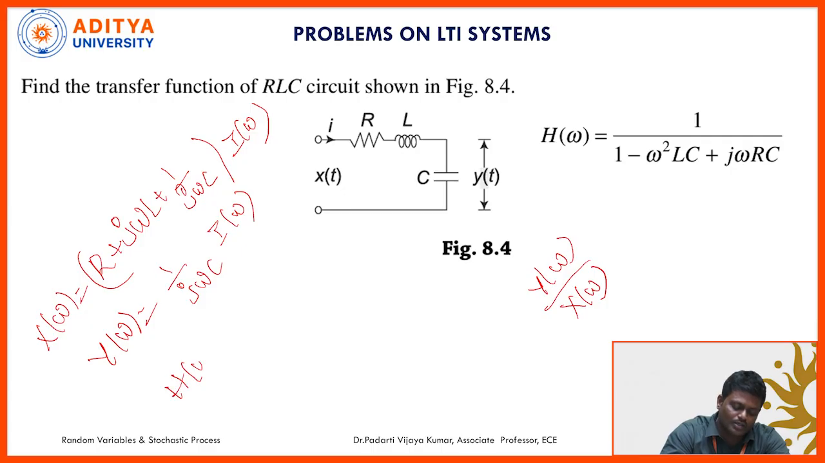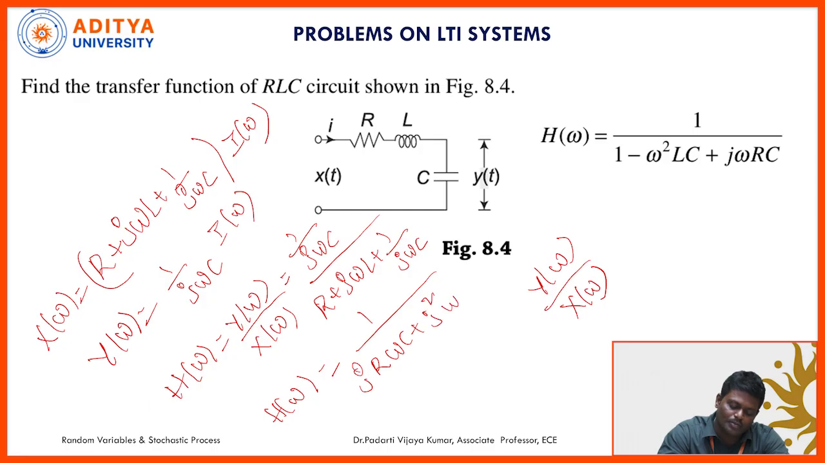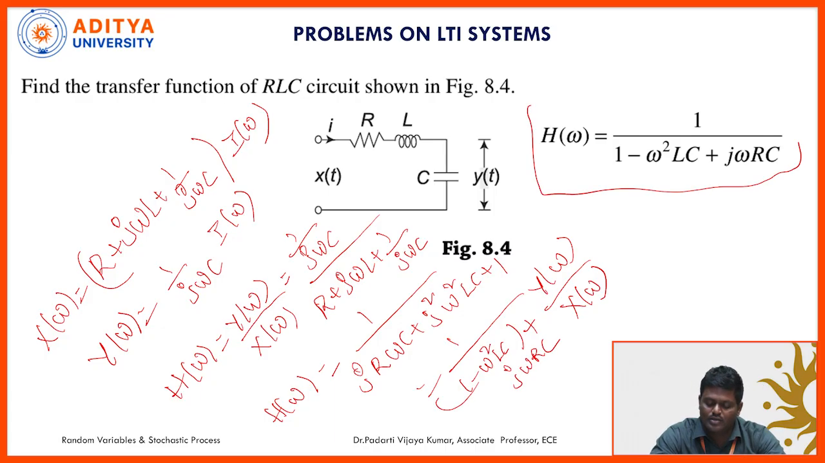H of omega is equal to y of omega by x of omega, 1 by j omega C by R plus j omega L plus 1 by j omega C. So, solving this h of omega, we will get 1 by RjωC plus j square omega square LC plus 1. We will get 1 by 1 minus omega square LC plus j omega RC. So, this is the transfer function for an RLC network.